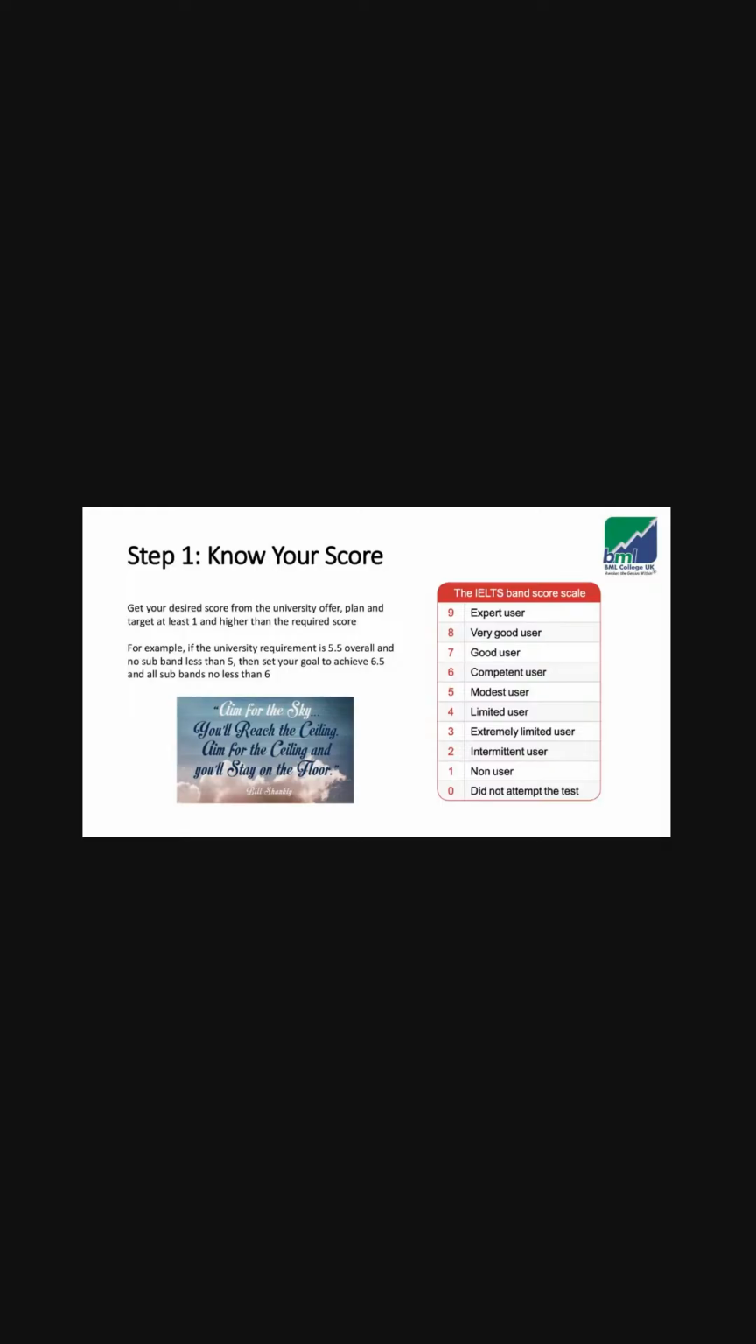Tip number 1, you have to make sure that you set higher goals, because if you aim for the sky, you will reach at least the ceiling. If you aim for the ceiling, you will still stay on the floor, because you know you can touch the ceiling at any time because it's not that far. But if you aim for the sky, you know that you have to work hard to reach it. So that's why you have to set your goals higher, right? When you set higher goals, you will work hard. So that's why we want you to know your score first and aim for a higher band. If you want 6, then aim for 7.